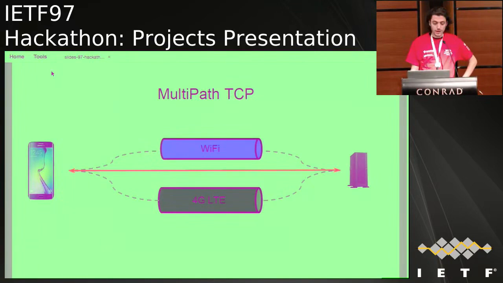So multipath TCP basically is an extension to TCP designed to allow you to establish multiple paths between peers. So if you take my phone, for example, I have two interfaces, Wi-Fi and LTE.